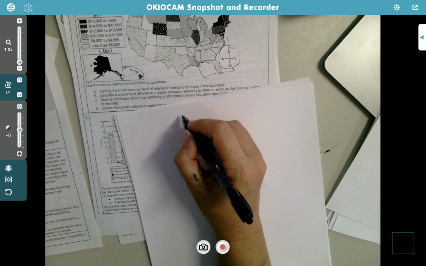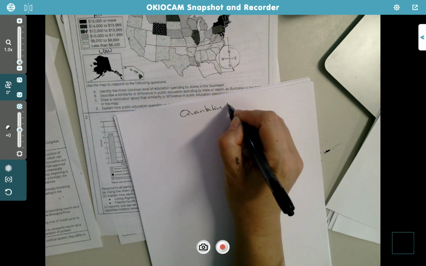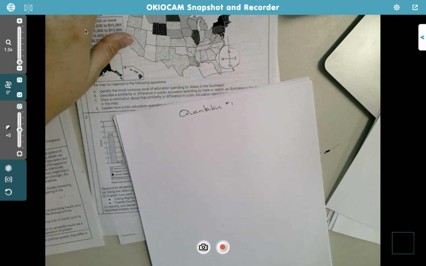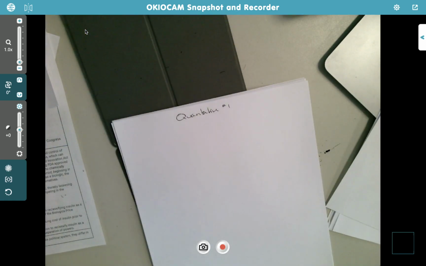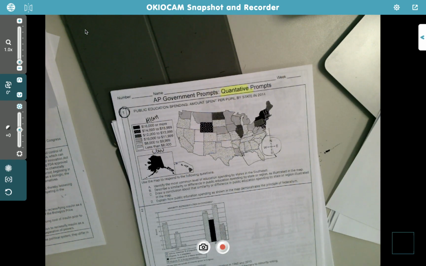Here we go. Let's go to quantitative. Number 1, at the top of a new sheet of paper, write quantitative, number 1. Okay. I will tell you, quantitative is my worst one because I'm bad at math.